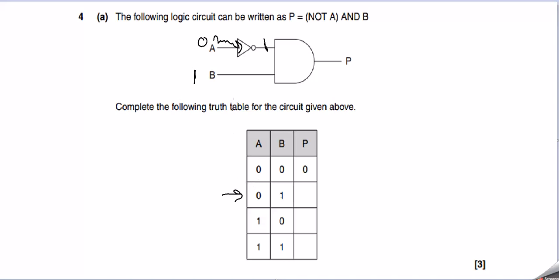So we've got a result here. Then we've got 1 and 1, which will equal 1 here. Let's have a look at the second one.